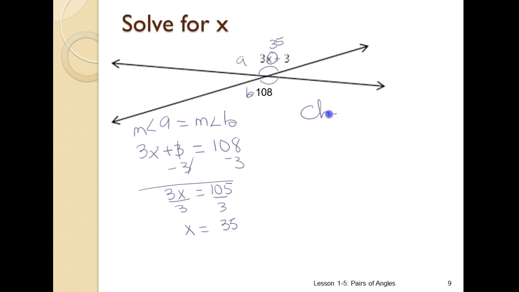And of course, we can always check it. Now we can plug it in. 3 times 35 plus 3. Now 3 times 35 is 105, plus 3, we have 108. So yes, that checks out. They both will be 108. So in this case, x is 35. It's very simple. It's not that complicated. It's just solving a two-step equation.